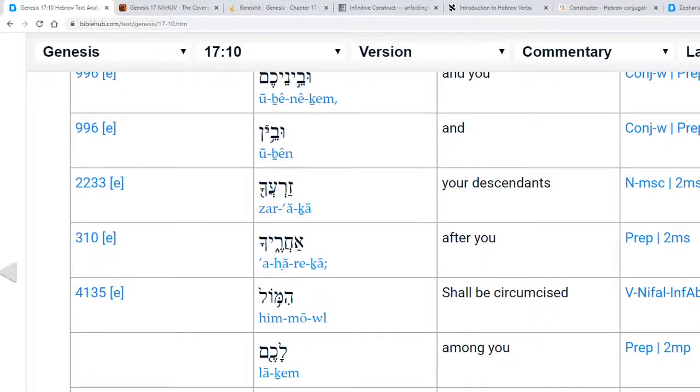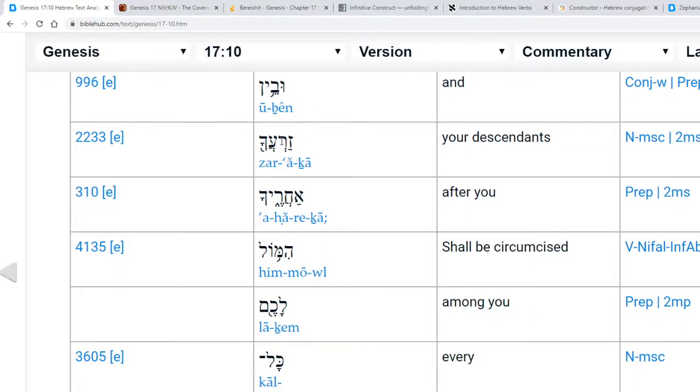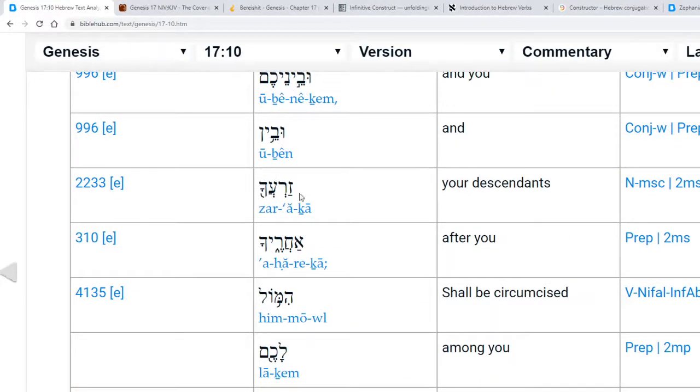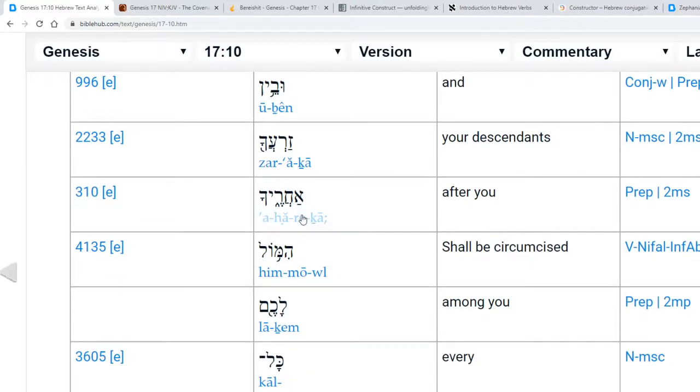Uvein, and between, so conjunctive of in between. Zar'acha, your seed, singular, right? Your singular seed, zar'acha, and this is you, again, flipping back to the singular. Acharecha, after you, again after you in the singular. Himol, so this is the infinitive absolute, like we talked about, of the nifal, of to be circumcised, right? The root here is, I'd say, mem lamed he, mila, which means circumcision. Himol, caused to be circumcised. And it's in the infinitive absolute.